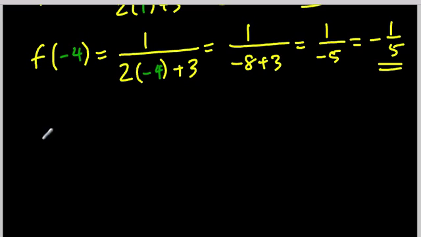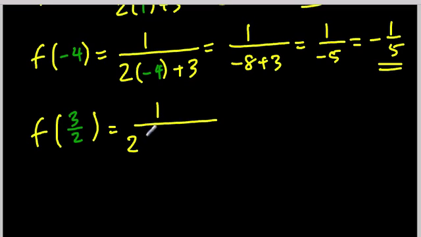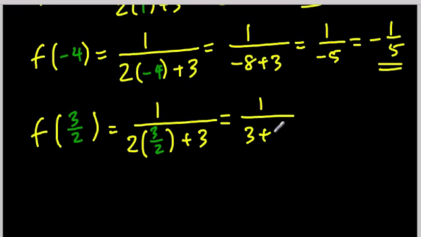Let's try 2 more with the same idea. This time I'm going to do f of 3 over 2, which is basically 1.5. So it's going to be 1 over 2 times the input plus 3, and the input is going to be 3 over 2. What I'm really saying is 2 times 1.5, since 3 over 2 is 1.5. And 2 times 1.5 is actually 3. So it's 1 over 3 plus 3, which is equal to 1 over 6.